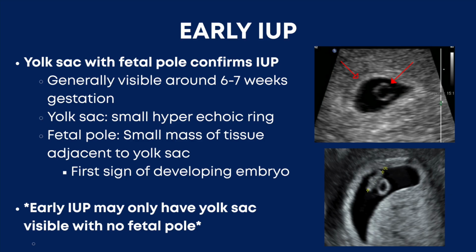The next notable part of the fetus to develop is the small mass of tissue adjacent to the yolk sac, which is the fetal pole. This is the first sign of the developing embryo. However, especially in very early intrauterine pregnancy, only the yolk sac may be visible with no fetal pole.